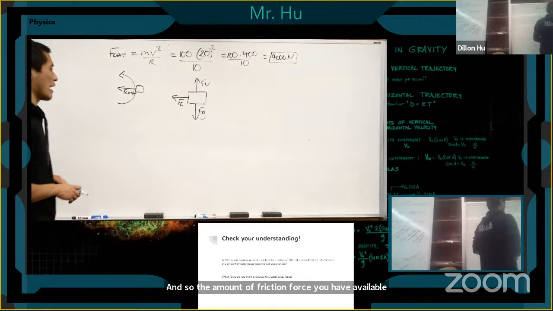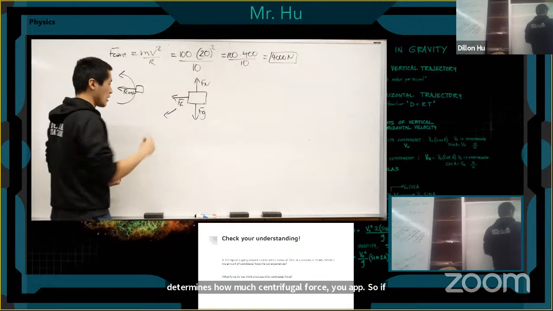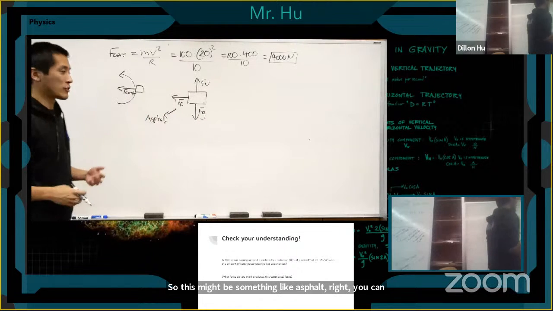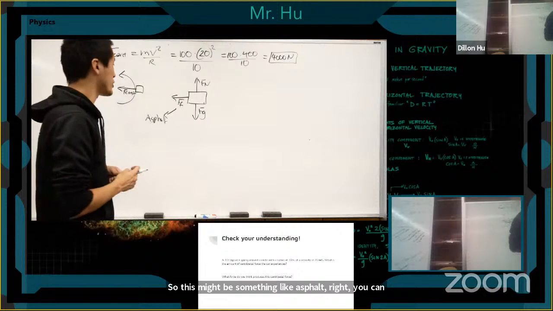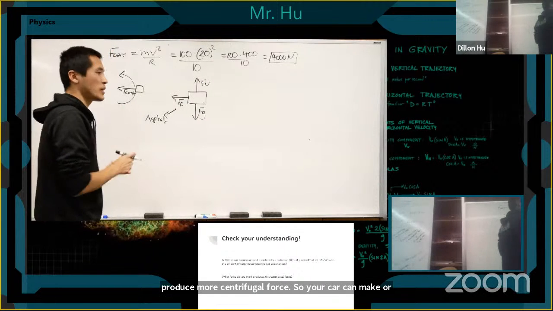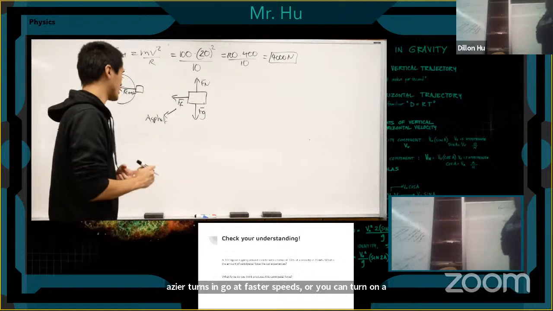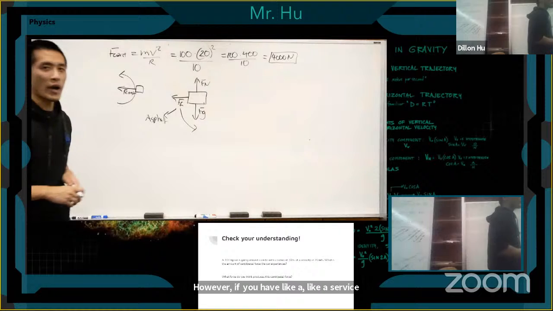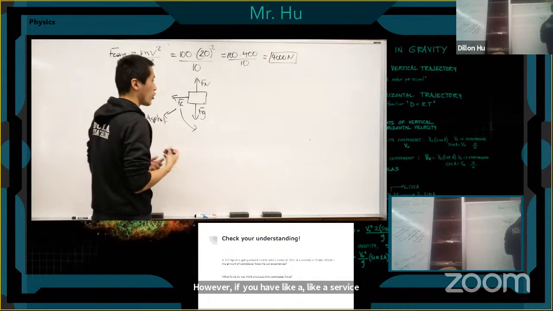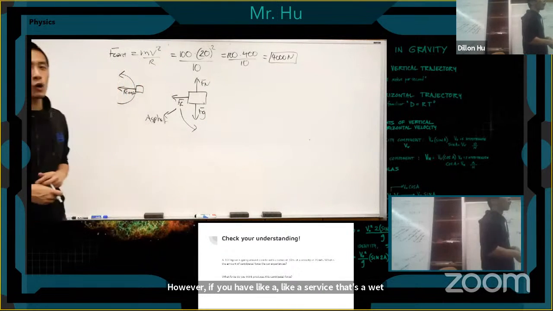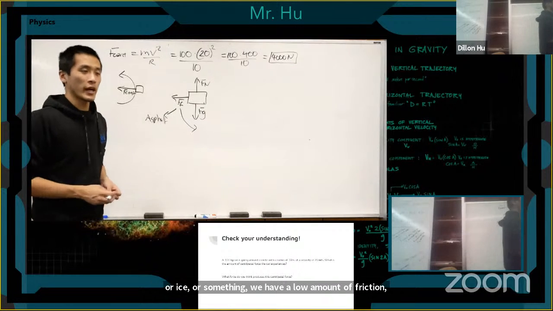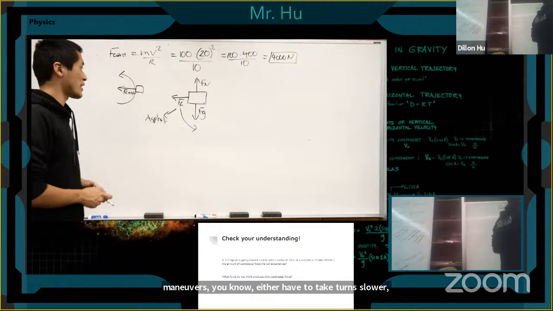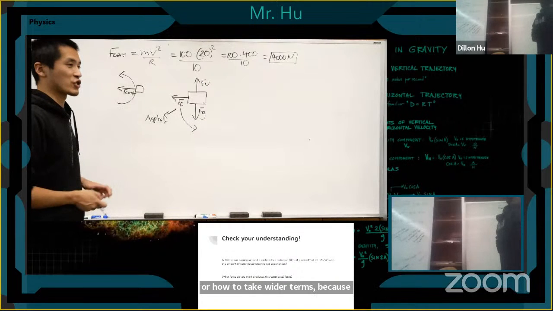If you have a high amount of friction, something like asphalt, you can produce more centripetal force, so your car can make crazier turns. You can take them at faster speeds, or you can turn on a smaller radius. However, if you have a surface that's wet or icy, where you have a low amount of friction, then your car won't be able to do those crazy maneuvers. It'll either have to take the turn slower or take wider turns, because there's not as much centripetal force available to you.